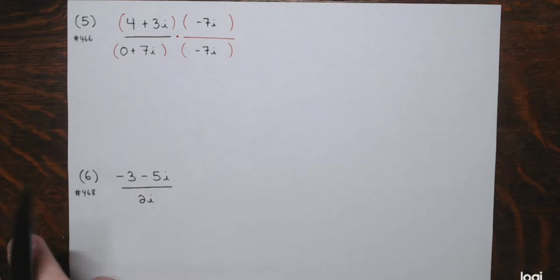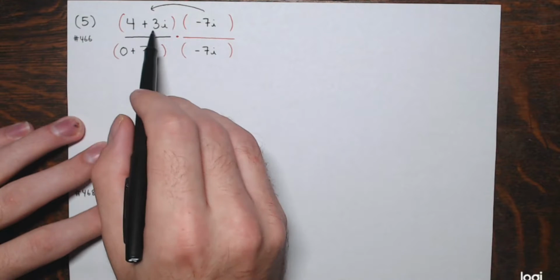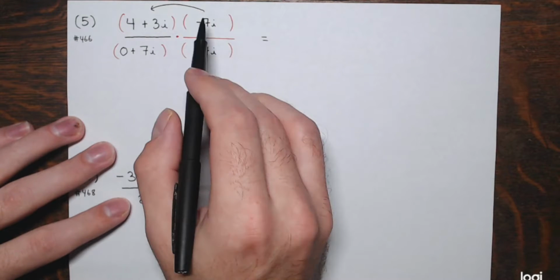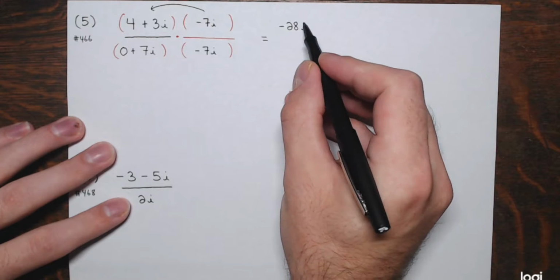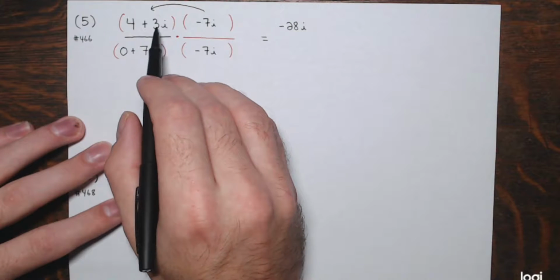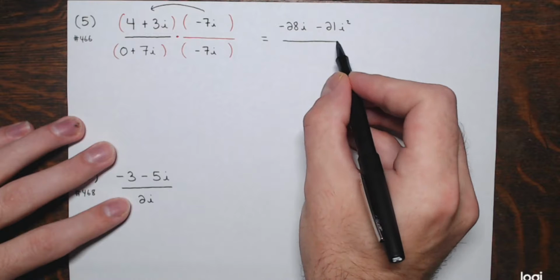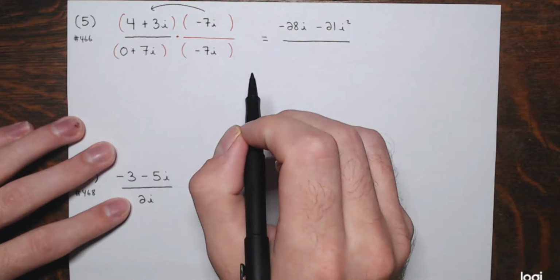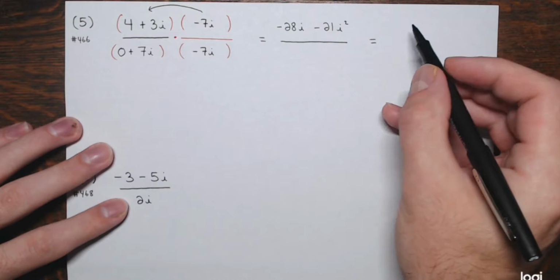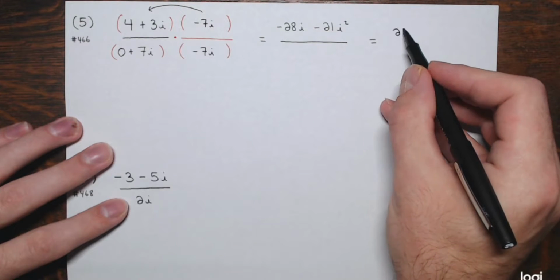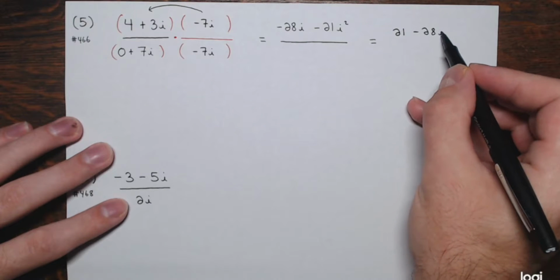Alright, so up top, we just need to distribute the negative 7i to the 4 plus 3i. So that gives me negative 28i, and then minus 21i squared. But don't forget, i squared is negative 1. So this second term here becomes positive 21, and I'm going to put that first. I like putting the real numbers first, right? Positive 21, and then you have minus 28i. All right, so there's the numerator.